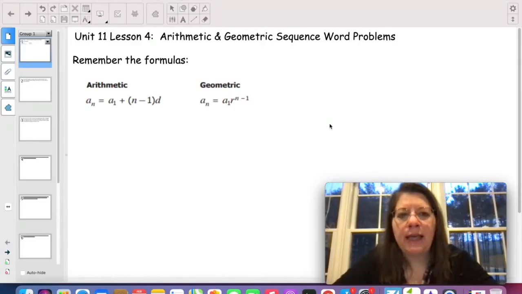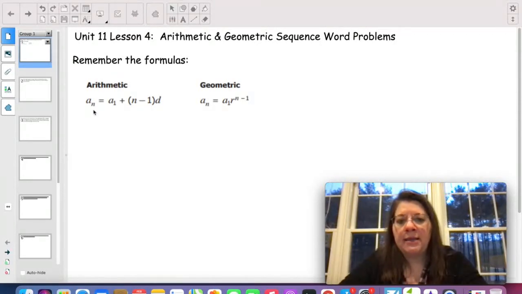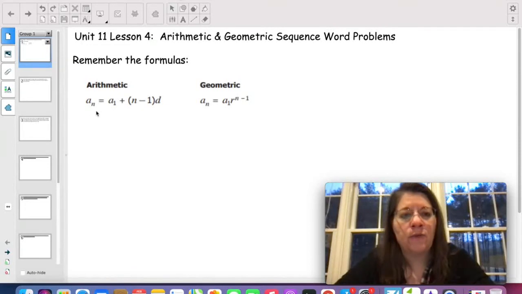This is Unit 11, Lesson 4, Arithmetic and Geometric Sequence Word Problems. The main thing here is to understand that these are going to be sequences, so we're going to use the same two formulas that we've been using so far in this chapter.